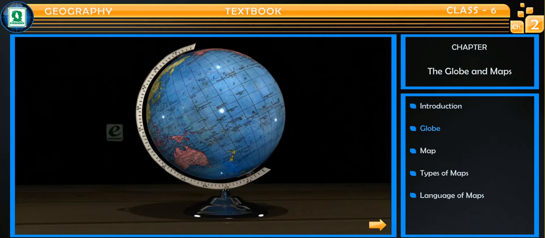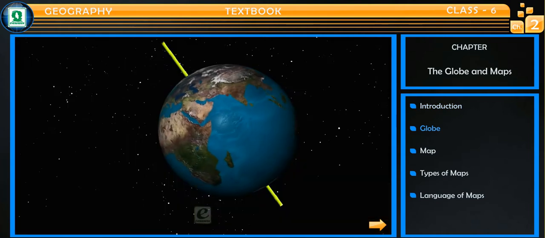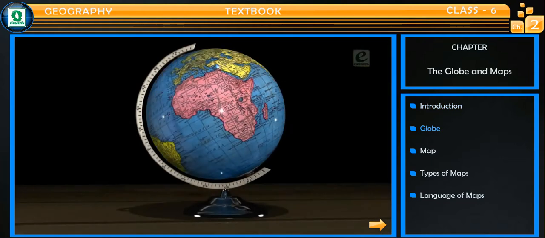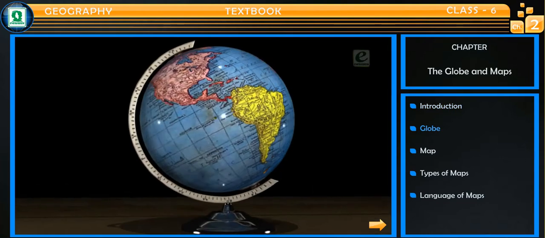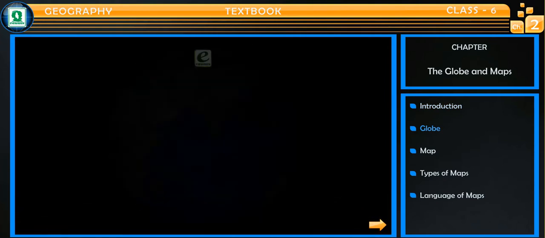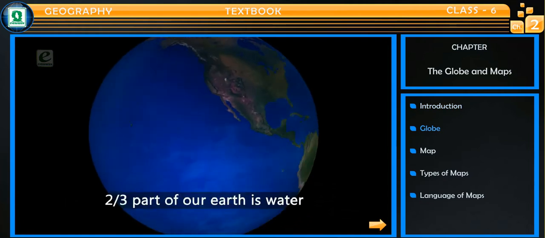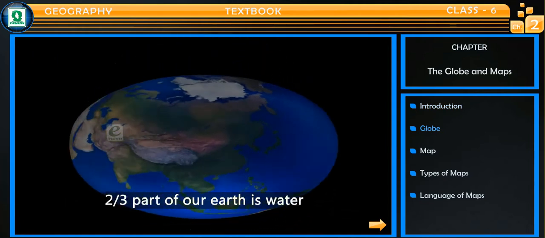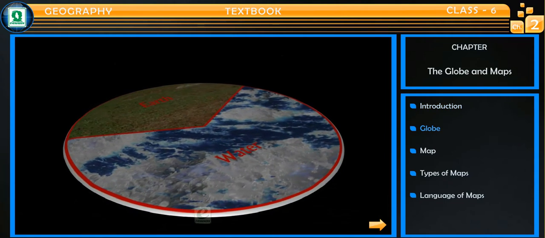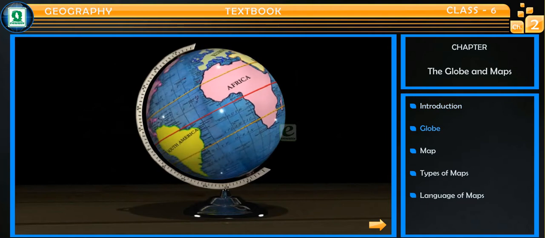Now look at the Earth carefully. It is tilting towards the sun, and the same tilt can be observed in a globe. The globe is a 3-dimensional model and represents the whole Earth, that is oceans, continents, countries, etc., in their true shapes and sizes relative to each other. 2/3 of our Earth is water, and the rest 1/3 is land. The surface area of both water and land can be seen on a globe.